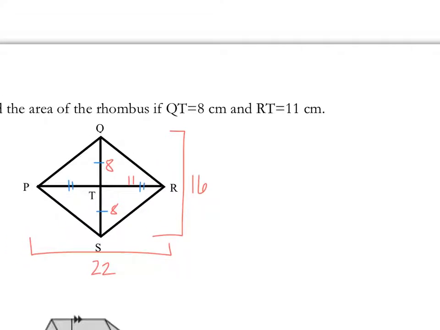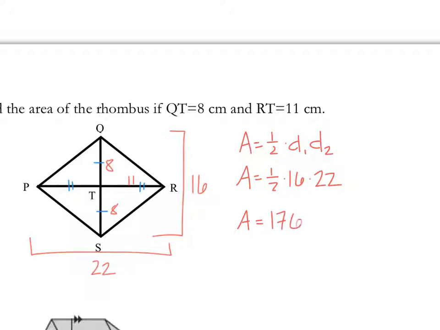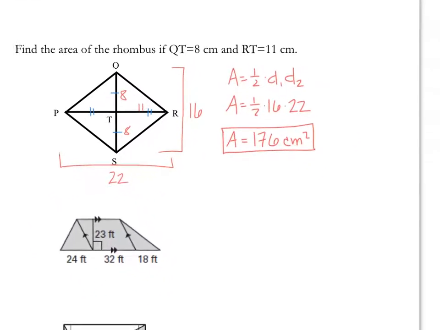Well, now when I plug it into my formula, 1/2 times D1 times D2, 16 times 22. I get 176 centimeters squared. So that was a little tricky because you had to remember that the diagonals bisected each other.